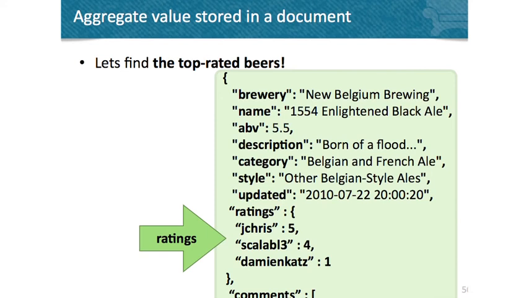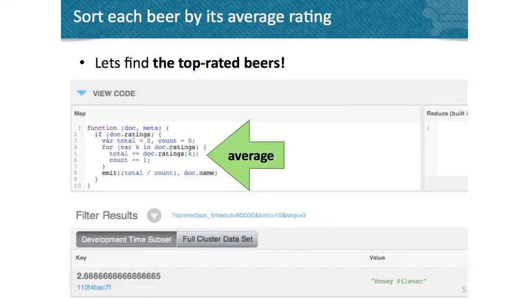The data structure is embedded within the beer document, and it's essentially just a hash map from user IDs to ratings. So jchris says it's a 5, Scalable says it's a 4, and Damien Katz likes really light beers, so he didn't like it at all. He gave it a 1. And so now we can write a view to drill those bits out.